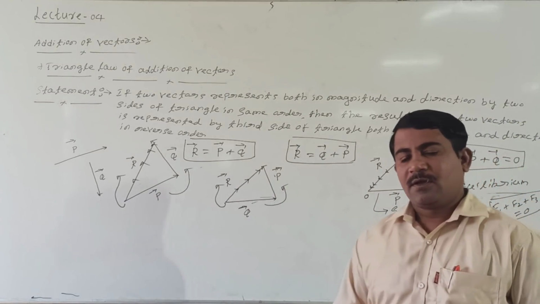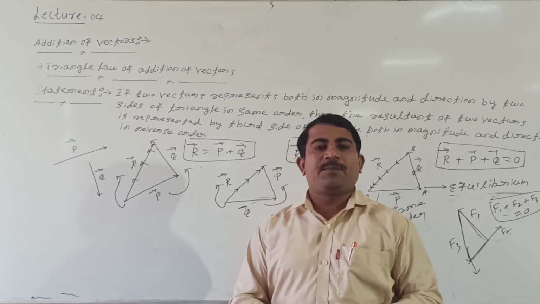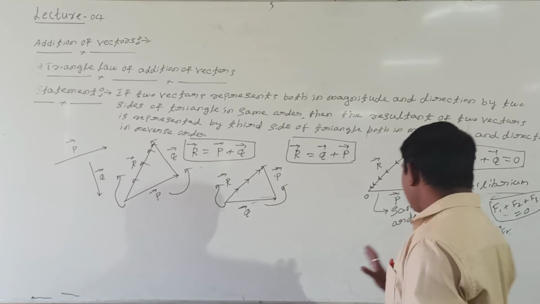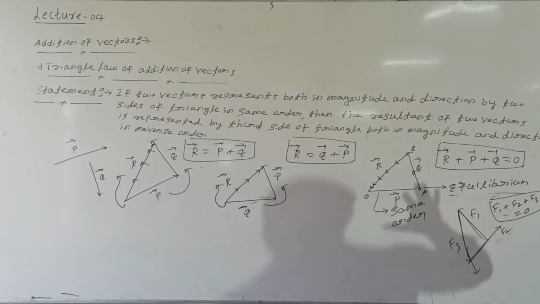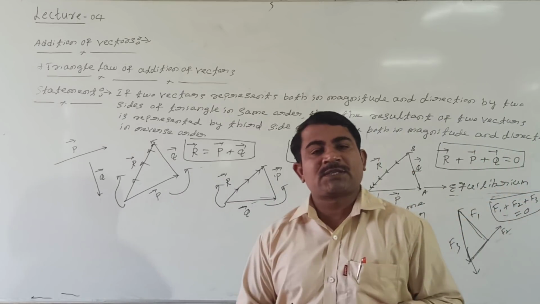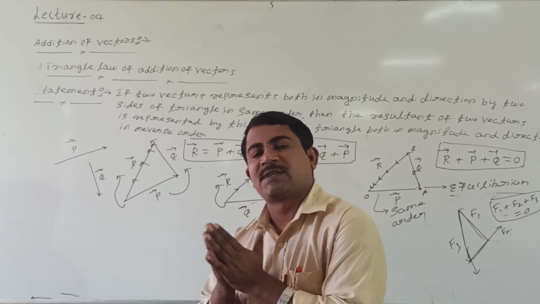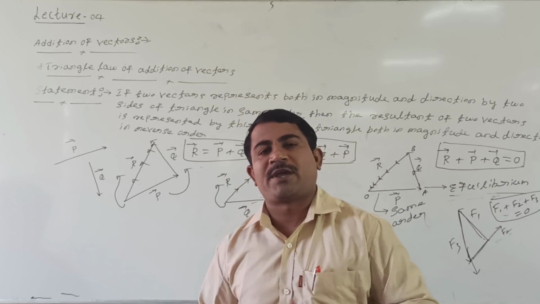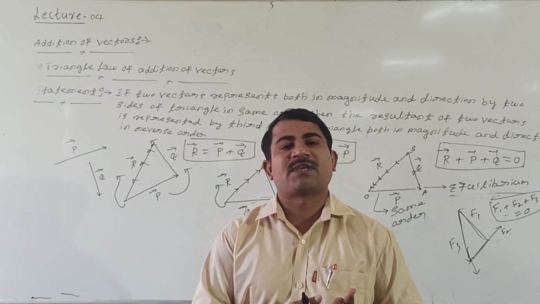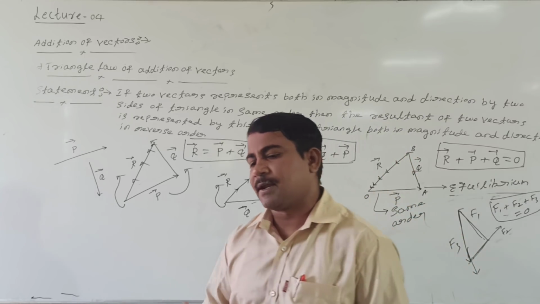Force is a vector quantity. If the sum of all vectors is 0, then these forces are said to be in equilibrium condition. All are in the same order. If three forces are in the same order, you can define one more law here. That law we call Lami's theorem. What does Lami's theorem say? That we will see in detail, students.